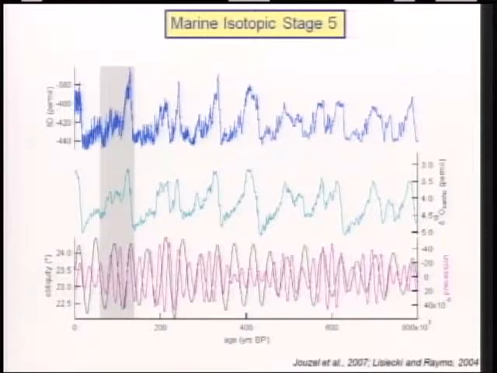It's very nice to study marine isotopic stage 5 from polar ice core because first of all we have several ice cores that cover this time period from Greenland and from Antarctica. And the second thing is that we can have a relatively high temporal resolution. Even for this Dome C East Antarctica ice core with very low accumulation rate, we can have down to 20 years resolution.